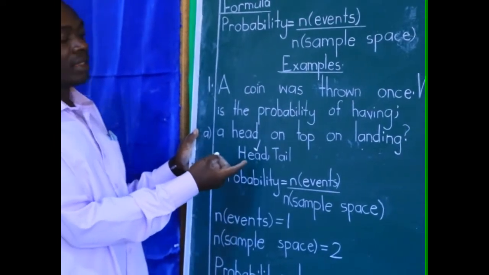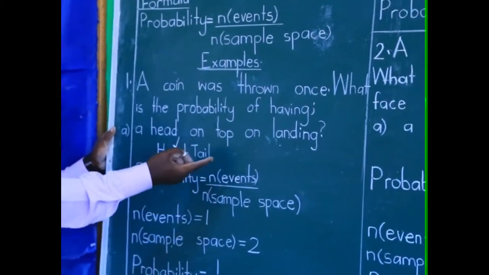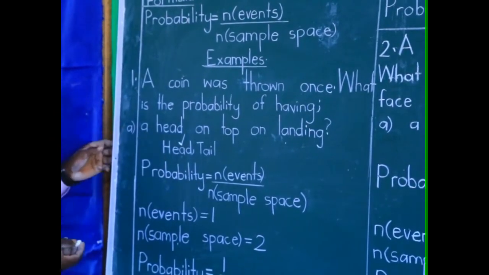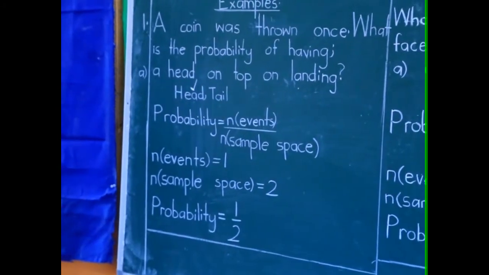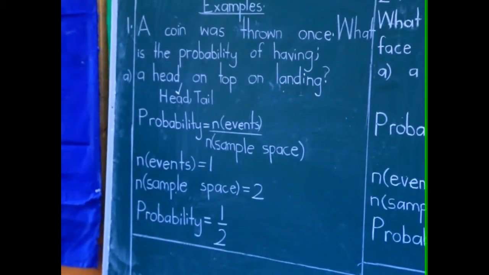So this will be the number of events. What's asked is called the number of events. Then the sample space means everything that can possibly appear when you throw that same coin.